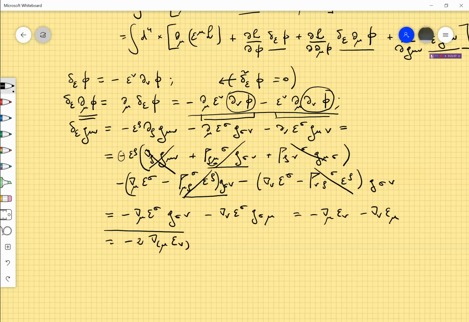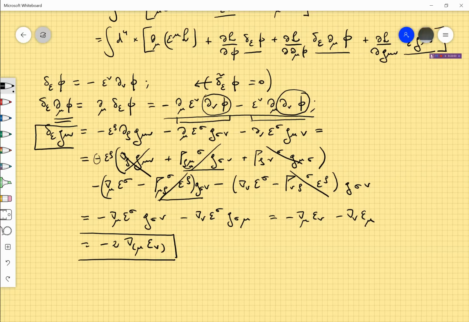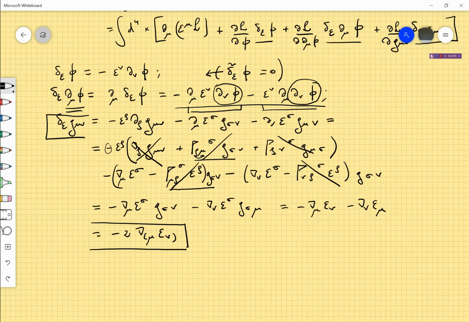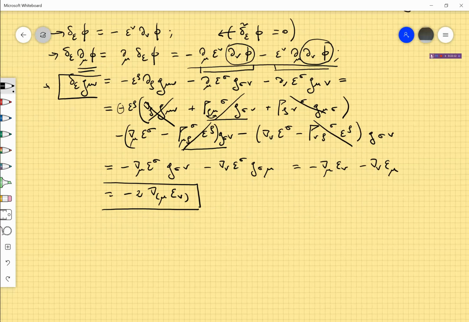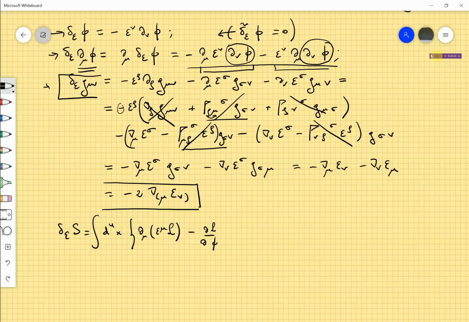Okay, remember this result because we will use it many times in what follows. So I take this, this, and this, and I bring it to the variation of the action, and I get the integral over x. Well, we have the first term, which is this total derivative, epsilon mu L. Then we have the partial derivative with respect to phi and the variation with respect to epsilon of phi. So there is a minus sign, and this term, this is what I am using.